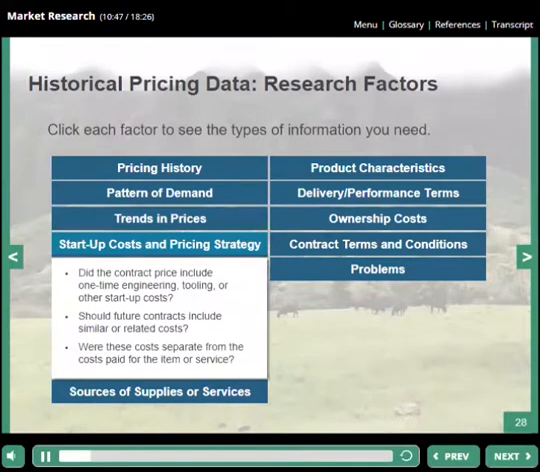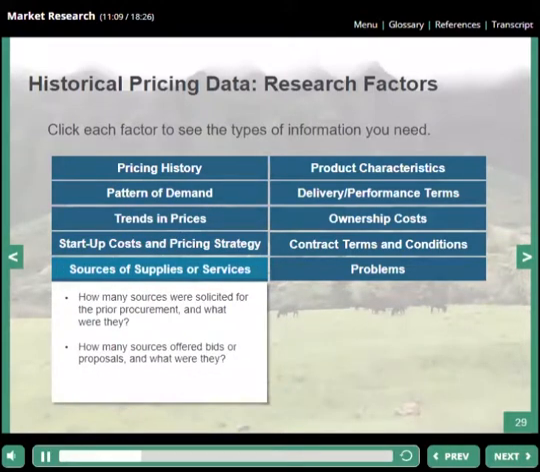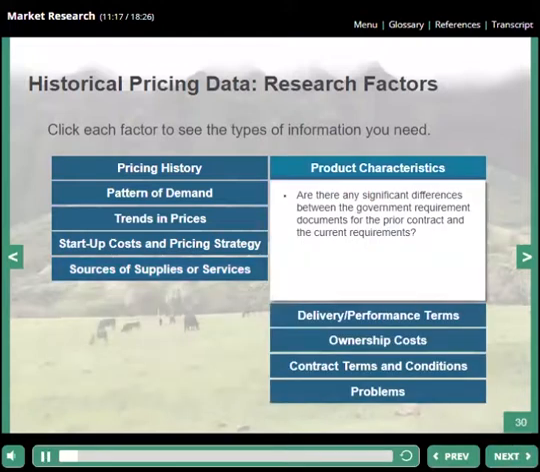When focusing on startup costs and your pricing strategy, consider thinking about what the contract price included, such as one-time engineering, tooling, or other startup costs. Then consider whether future contracts should include similar or related costs. It may also be helpful to determine if these costs were separate from the cost paid for the item or service. You may want to find out how many sources were solicited for the prior procurement and what they were. Then look at how many sources offered bids or proposals and what they were. It could be helpful to determine whether there were any significant differences in the product characteristic requirements between the government documents from the prior contract and those of the current contract.